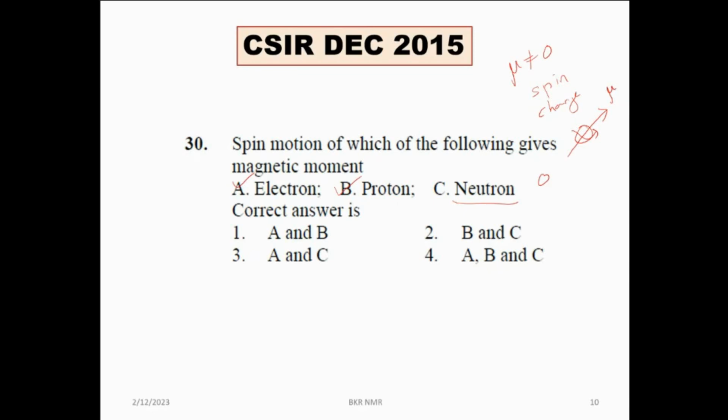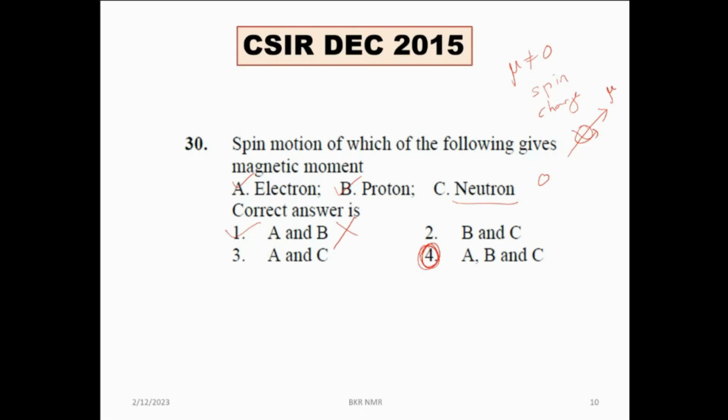So if the question is asked, what answer will you give? A and B, you'll give option 1, is it not? Yes, ma'am. But it is wrong. The answer is option 4.